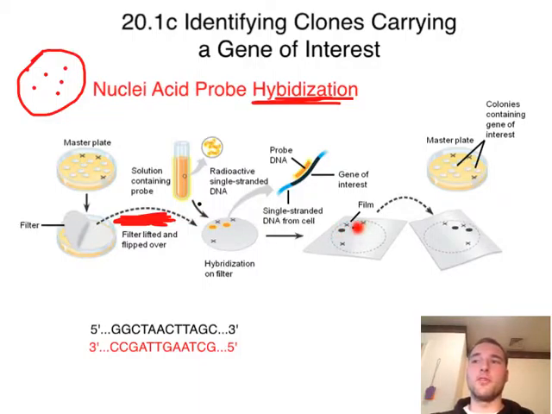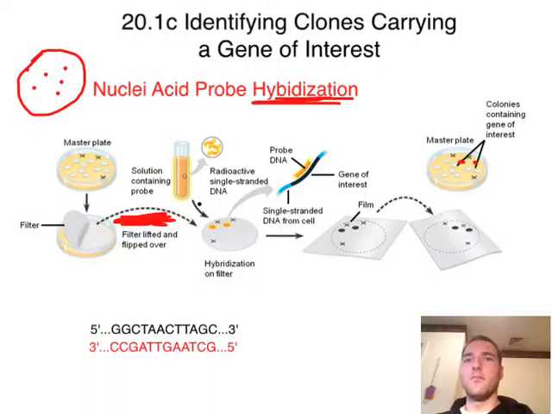So this film we put on top, flip the film off of there, and then we can look at it and it matches up to our original master plate. And in this one we could say none of the rest of these colonies matter, but this one, right, looks like this one right here, that one was glowing, and this one right here was radioactive. So those are the ones that are carrying the genes of interest that we want. Okay, so that is nucleic acid probe hybridization. That's how we can identify the bacteria that have the gene that we want.